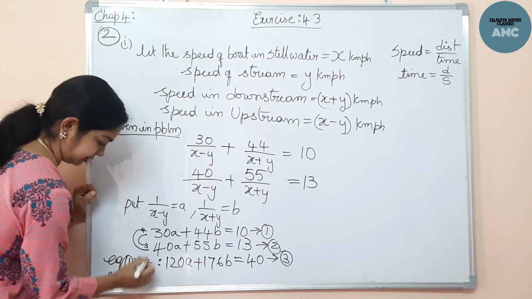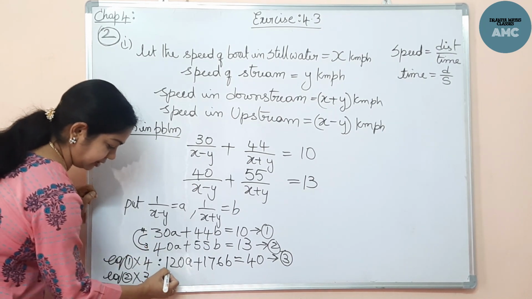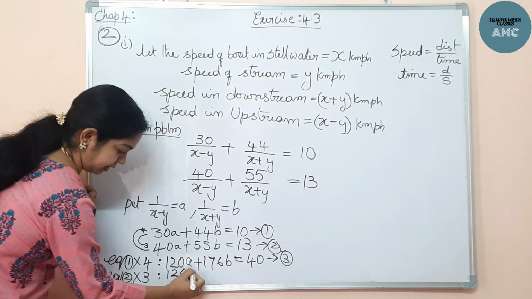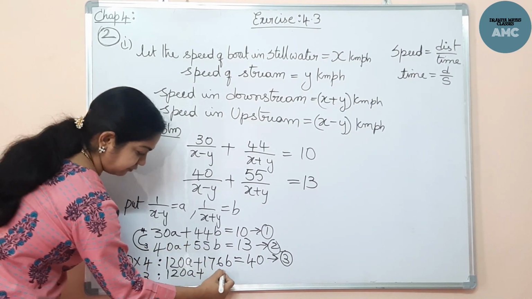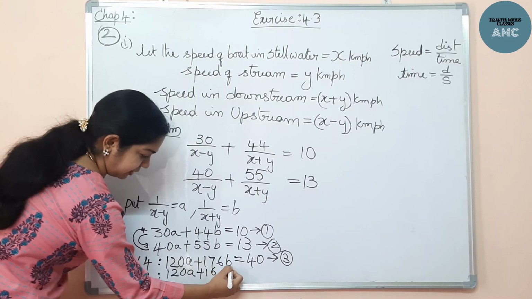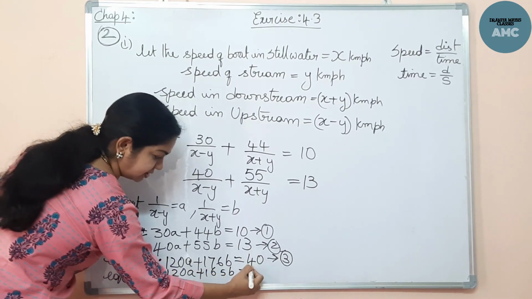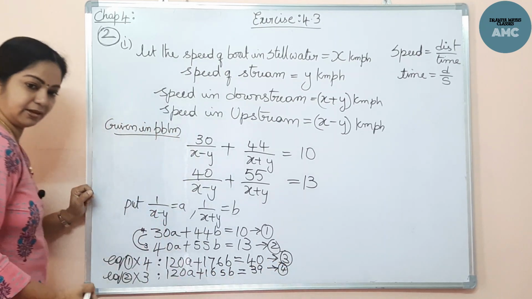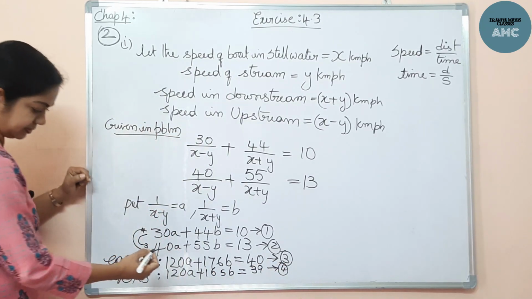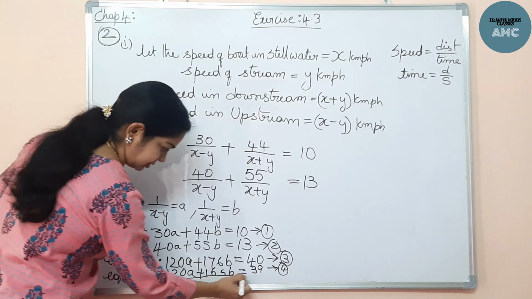Now multiplying equation 2 with 3. So it comes to again 120a plus, with 3 you multiply, it comes to 165b. Now 13 times 3 is 39. This is our equation 4. Can you see here, or shall I write it up? Okay, let's just solve it.